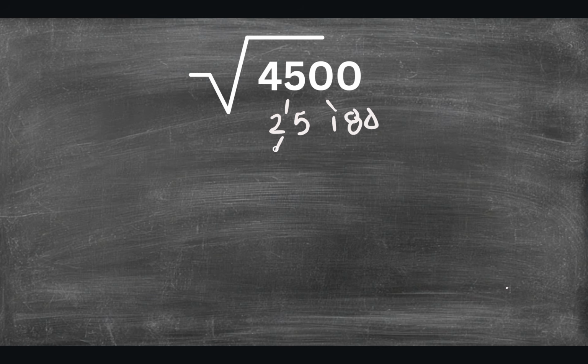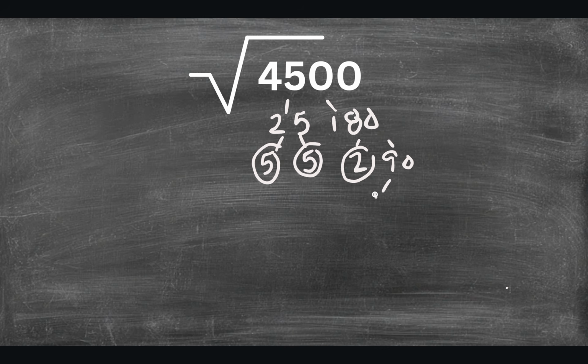Now we can factor 25 by 5 and 5 because those multiply together. And they're both prime numbers, so let's circle them. Then we have, let's go 2 times 90 equals 180. Circle the 2 because it's prime.